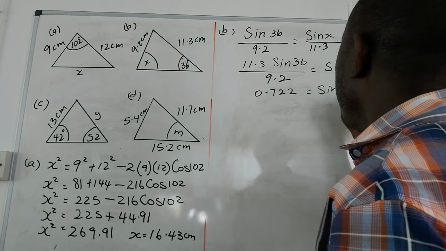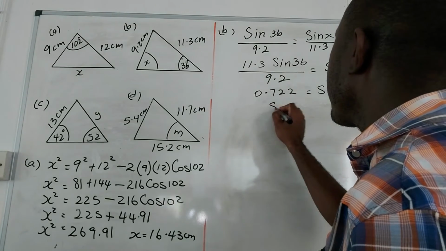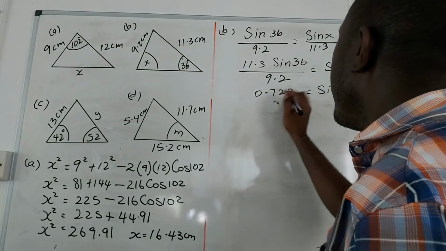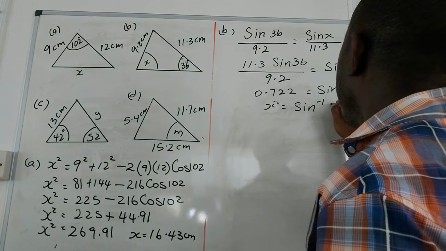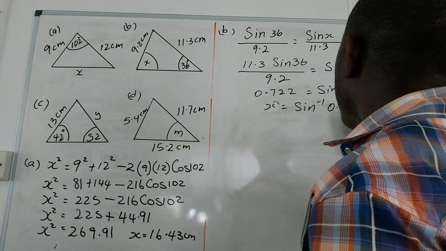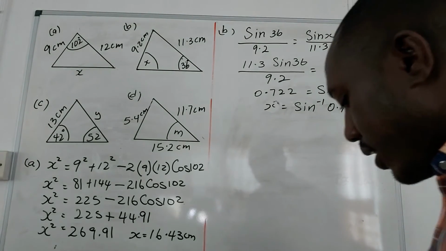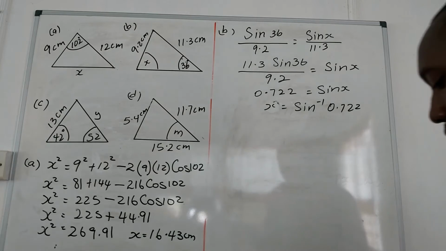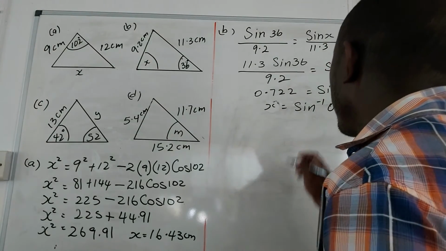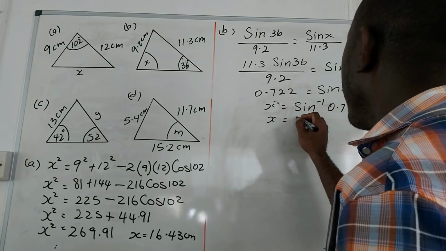So now the angle x will be equal to the sine inverse of 0.722. Sine inverse 0.722, and that answer will be 46.22.